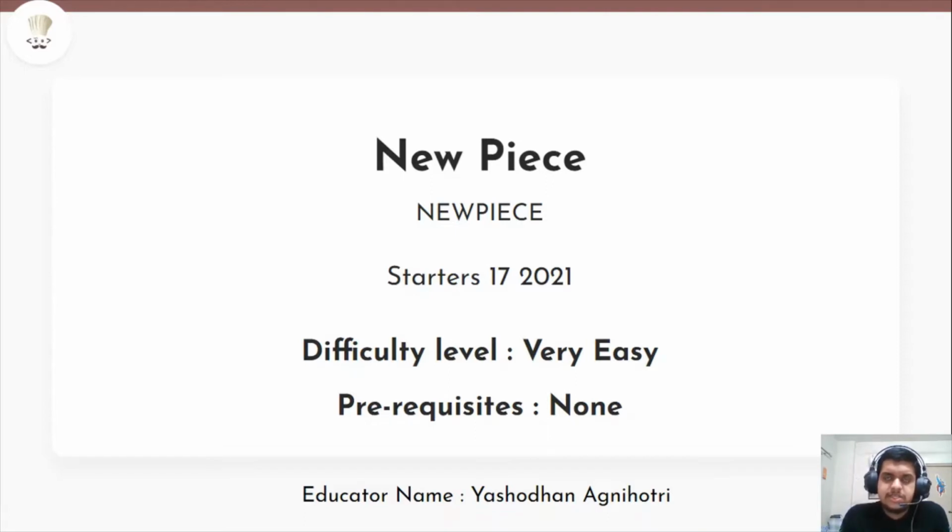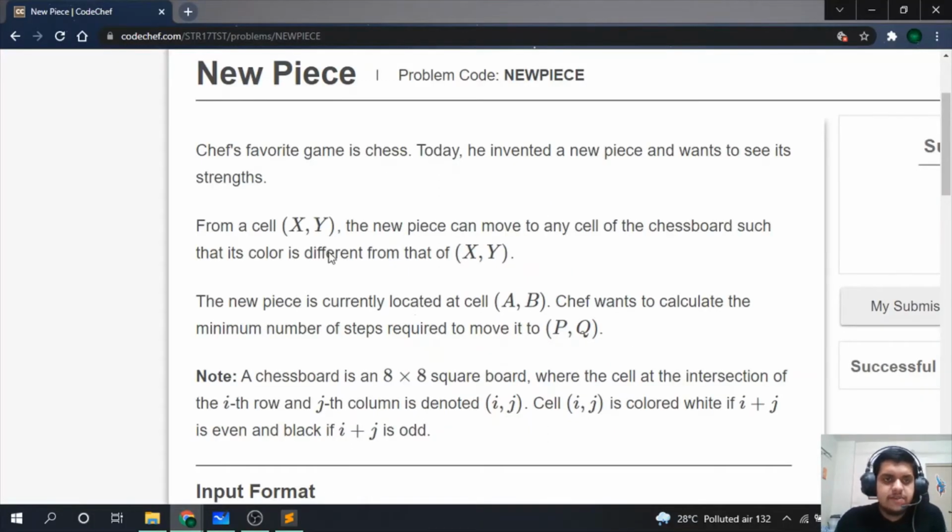Now let us read the problem statement. So let's have a look at the problem statement. So Chef's favorite game is chess. Now today he invented a NEWPIECE and wants to see its strengths. So from a cell X, Y, the NEWPIECE can move to any cell of the chessboard such that its color is different from that of X, Y. So basically you have black cells and white cells on the chessboard. So what Chef's piece does is it can move from any black cell to any white cell and vice versa.